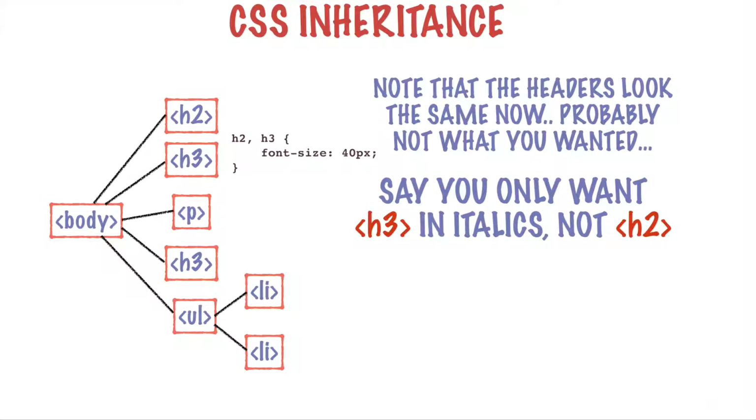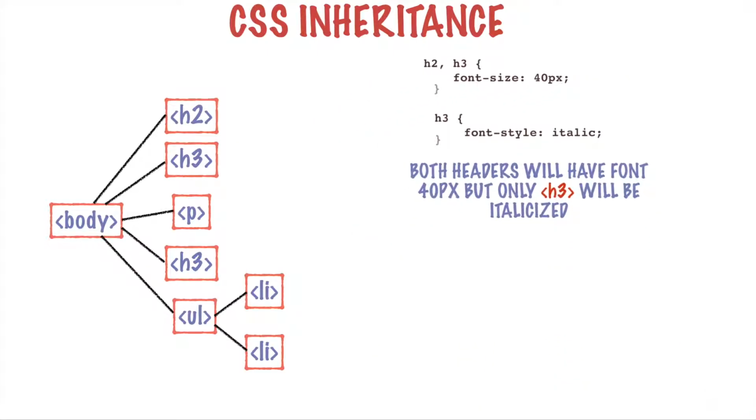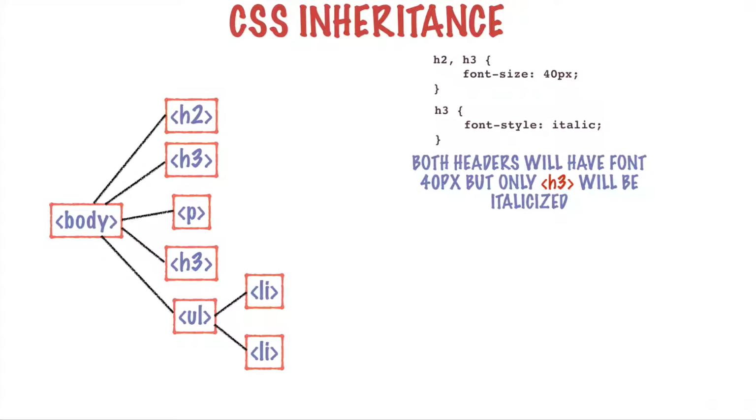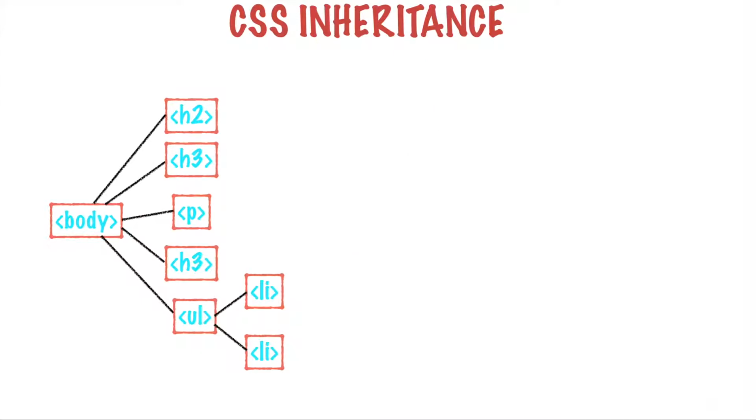To add that, we might specify that we want the H3 headers to be in italics but not the H2 headers. We would then go ahead and create a new style. This time, apply it only to the H3 headers and specify that the font style property should be set to italic. Now, both the H2 and the H3 headers will have font size 40, but only the H3 header will be italicized. That's what you can see now on screen. Only the H3 headers are italicized, but they still have the same font size 40 pixels as the H2 header.